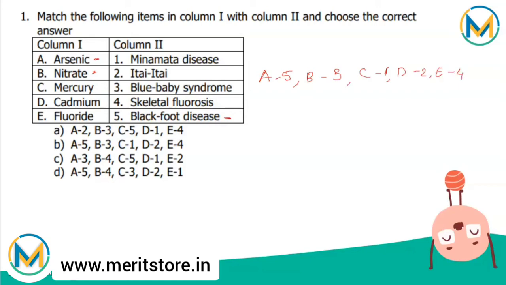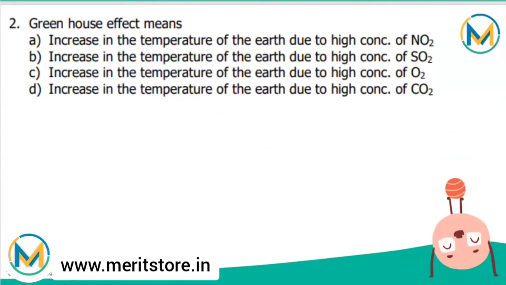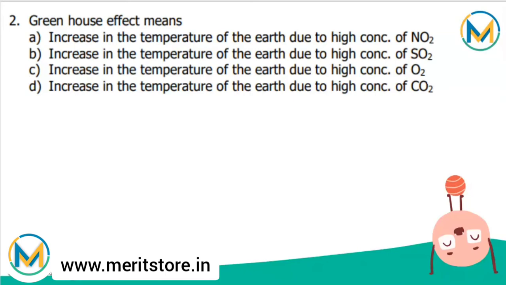Now looking towards the option A with 5, we have it there in option B as well as in option D. Then B3. So B3 is there only in option B, and therefore the correct answer for this question is option B. Looking towards the next question, that is the greenhouse effect means.